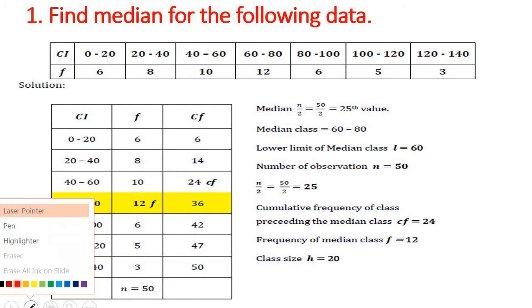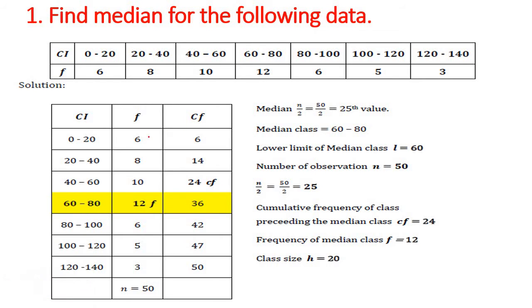Then how to find cumulative frequency? First write the frequency of the first class interval 0 to 20, which is 6. Write 6 as it is. 6 plus 8 is 14. Then 14 plus 10 is 24. Then 24 plus 12 is 36. Then 36 plus 6 is 42. Then 42 plus 5 is 47. 47 plus 3 is 50. So finally we get n, here we got 50.